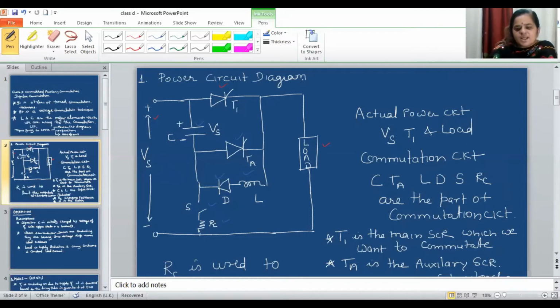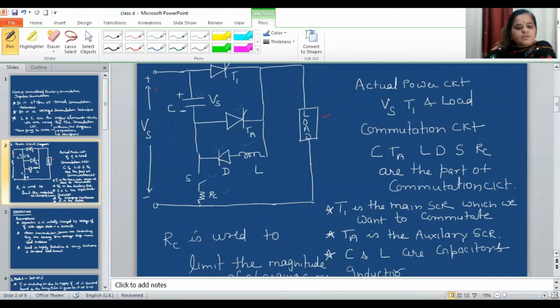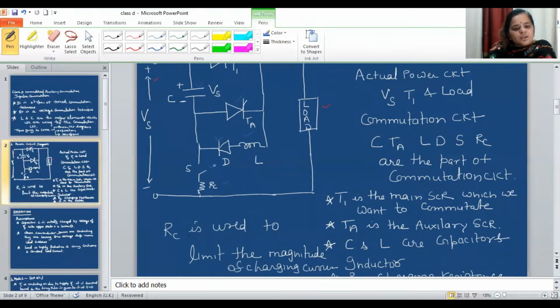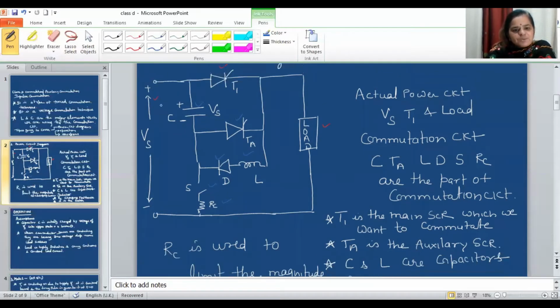T1 is the main SCR which we want to commutate. TA is the auxiliary SCR, which is part of the commutation circuit. C and L are also part of the commutation circuit. RC is used to limit the charging current, because before the start of the commutation process, we initially develop the voltage across the capacitor. So what we do, we close this switch.